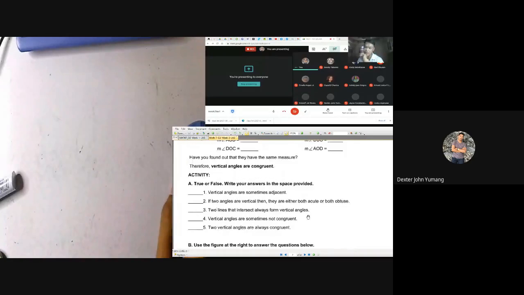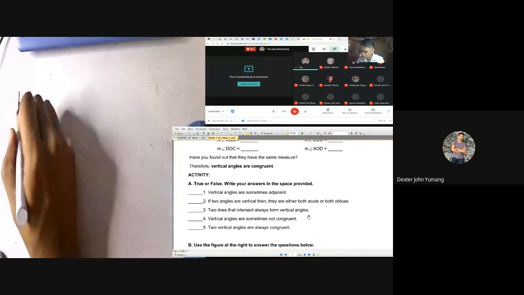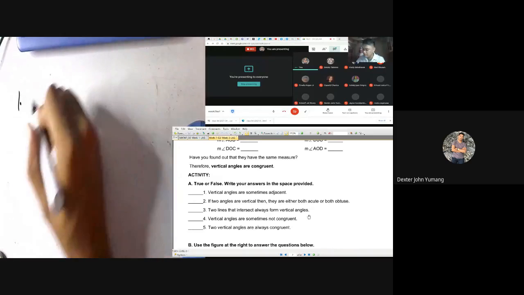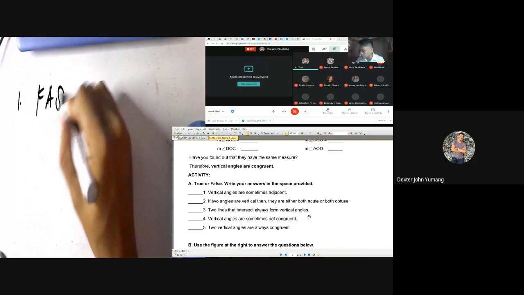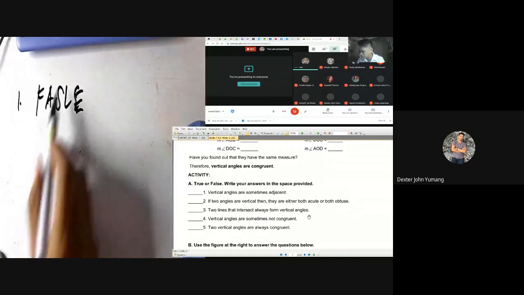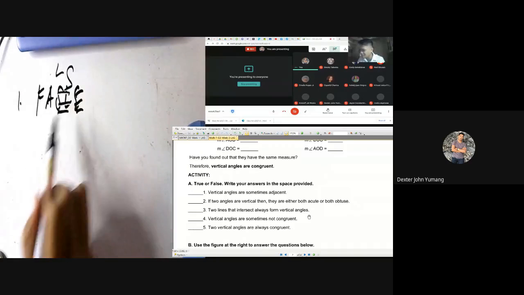Okay, done. So let's reveal now the answer. 2 points for the correct one, 1 point for the wrong one. Vertical angles are sometimes adjacent. That is false. Opposite po sila, hindi po sila adjacent. Okay? Ay, wrong spelling. Wrong spelling, wrong.